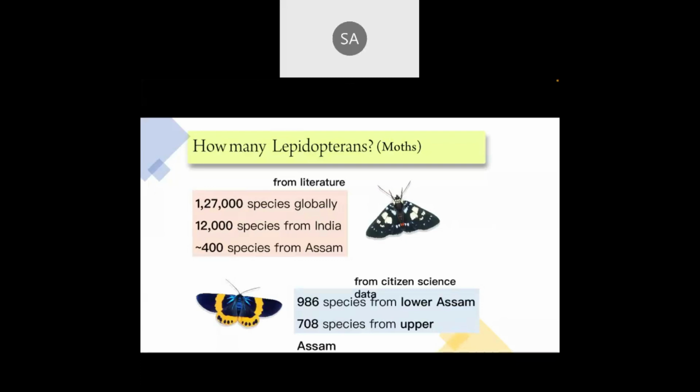So these are the numbers which are nowadays increasing because a lot of people have contributed to citizen science. People have taken photographs, noted their locations, and uploaded them to the internet.